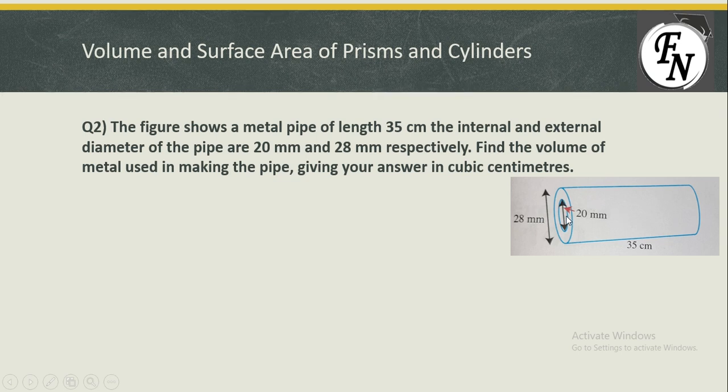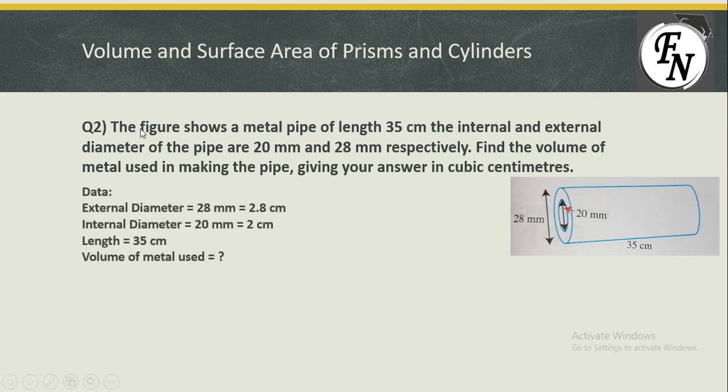So we need to subtract the internal volume from the external volume. We will first find the volume of the bigger cylinder, the whole cylinder, and then we will subtract the volume of the internal cylinder which is cut out. The measurements need to be converted into similar units. Here the diameter is in millimeters, and the length is in centimeters. So we need to get it into one single unit, so that we can solve.